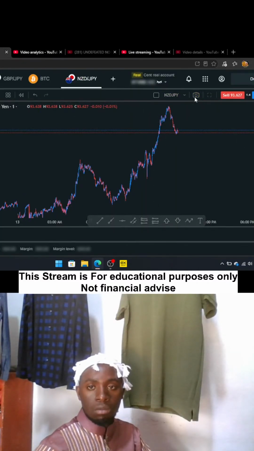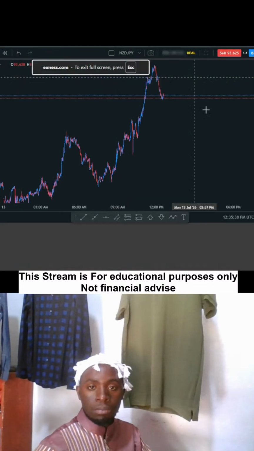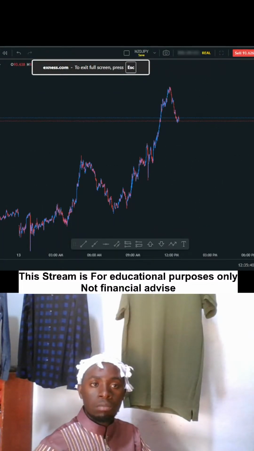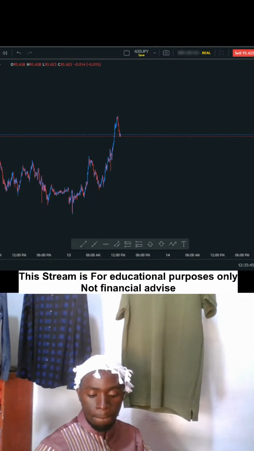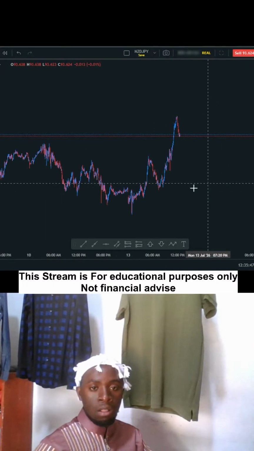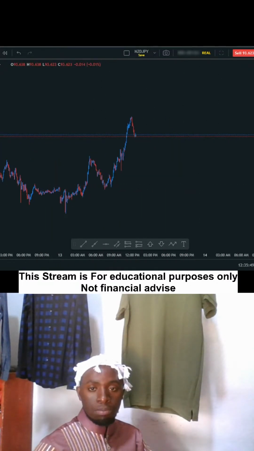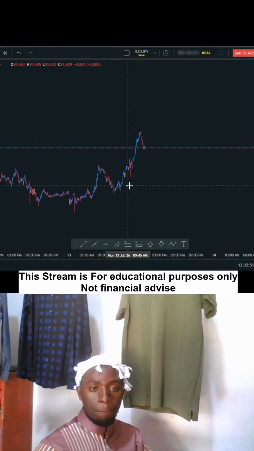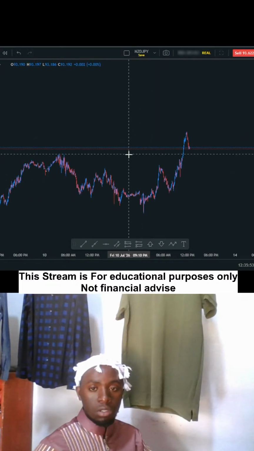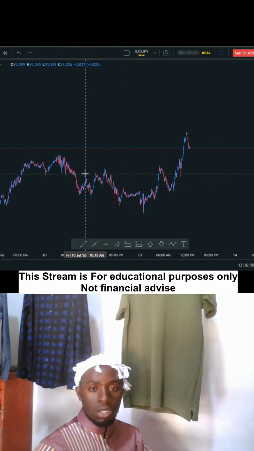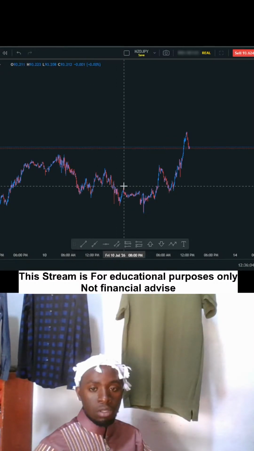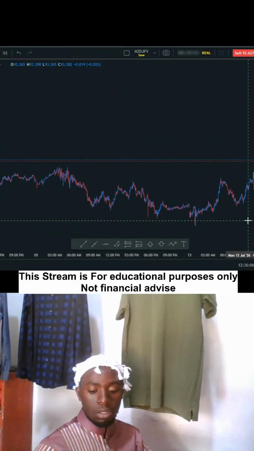Most pairs are kind of bullish. Just need to get a good entry and boom, execute accordingly. High, low, right there.